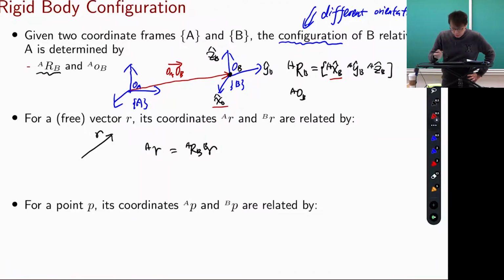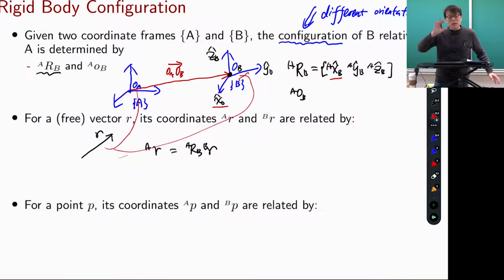If I want to represent this R, then I need to move this one to here. And if I represent the A in B, then I need to move that to the origin of B, and then use the coordinate system to represent that vector, right? It's not a point, it's a vector, okay? It doesn't matter how far these two frames are. Only the orientation matters for a free vector change of coordinate, okay?